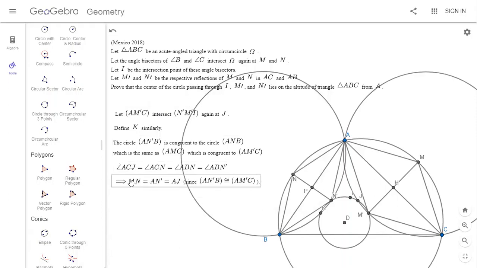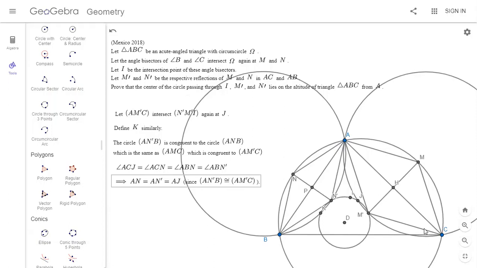Maybe the angle chase might not work though. Let's see. So we still have the congruent circles. Yeah, I still doubt whether the two triangles AN'B and AM'C are congruent. If they have to be congruent, then AB should be equal to AC. So that is not the case, I think. Well, the circle through A, N', and B is the same size as the circle through A, N, and B, right? Yeah, that makes the radius the same.